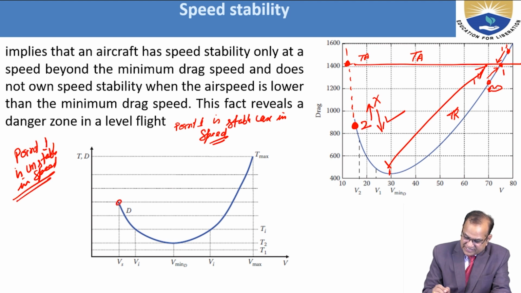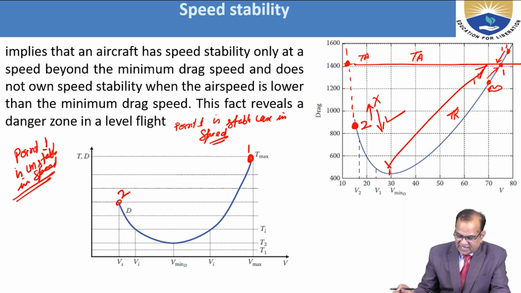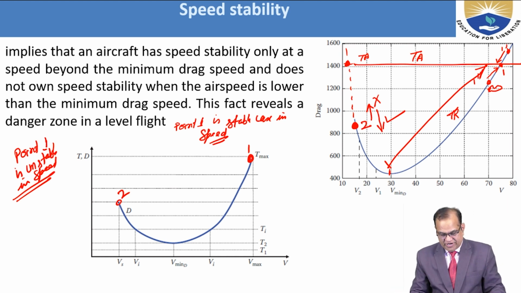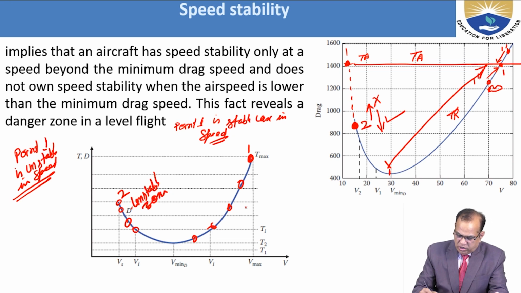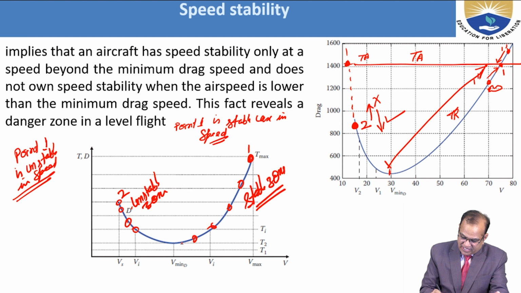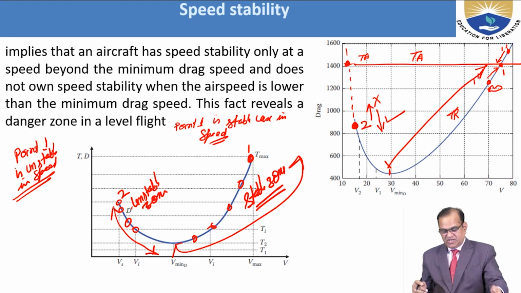So here it is unstable, and here, this is the 1 and this is the 2. These are the stable and unstable points. So our aim is to fly our aircraft somewhere here. It is stable, but if you are flying here, this is the unstable zone, and this is the stable zone. So the pilot will always try to fly from here to here. It will always be advisable. It is not advisable to fly in this unstable zone.